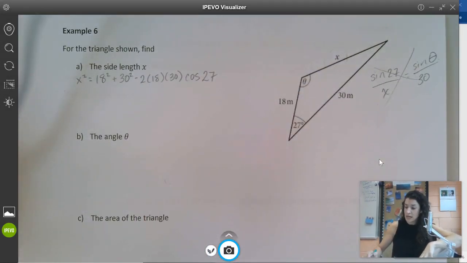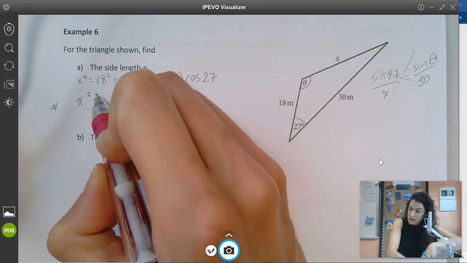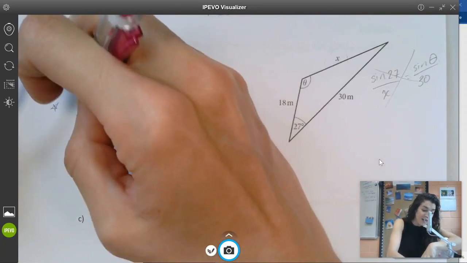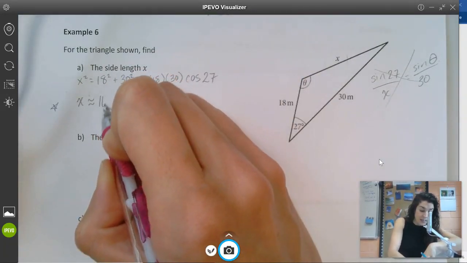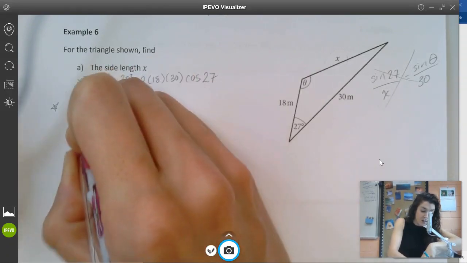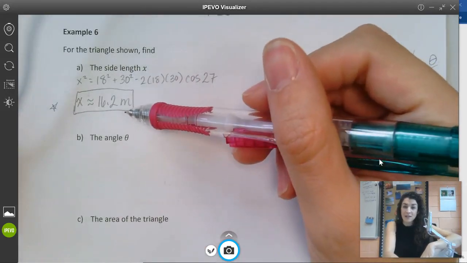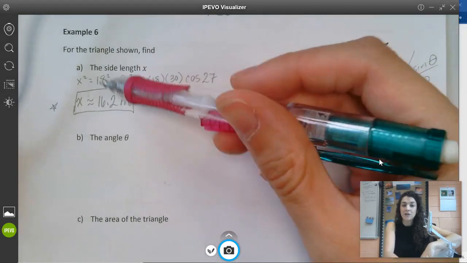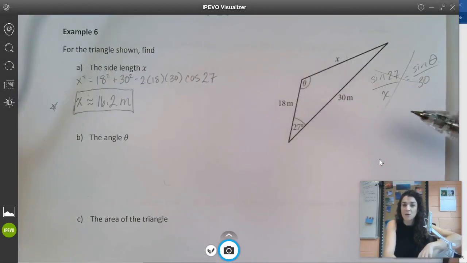I believe that you can solve for this on your own. We get that x squared is equal to something. I don't have it written down, but we get that x is eventually approximated to 16.2 meters. Don't forget to take the square root at the end, right? So maybe you had something different than that. Don't forget that when you solve for this right-hand side, you're getting x squared equals that. So we need to make sure that we then take the square root.